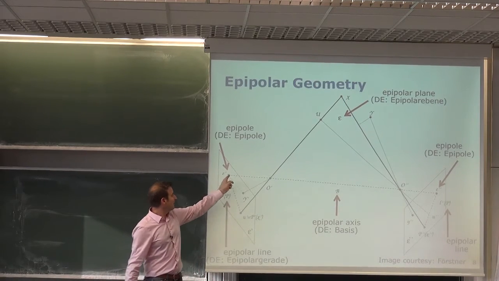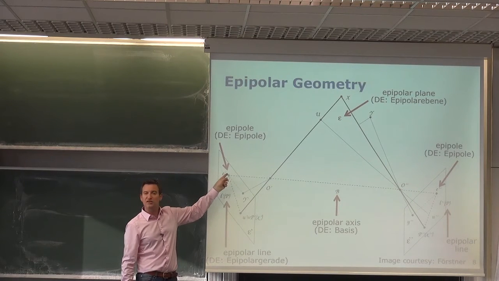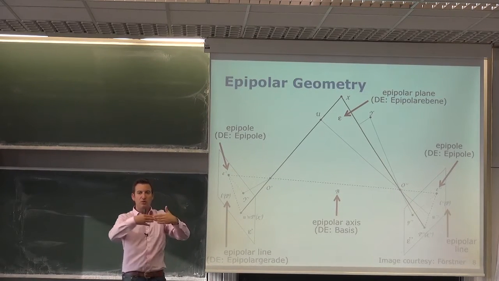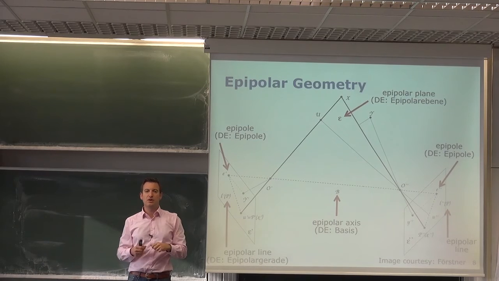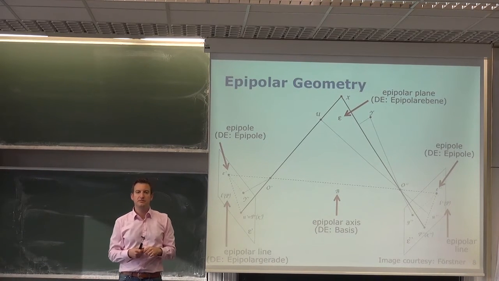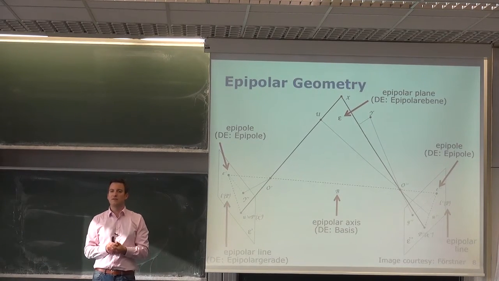So in the projective space, we can express points at infinity, so this point would move towards infinity the more I approach the stereo normal case. Any further questions?